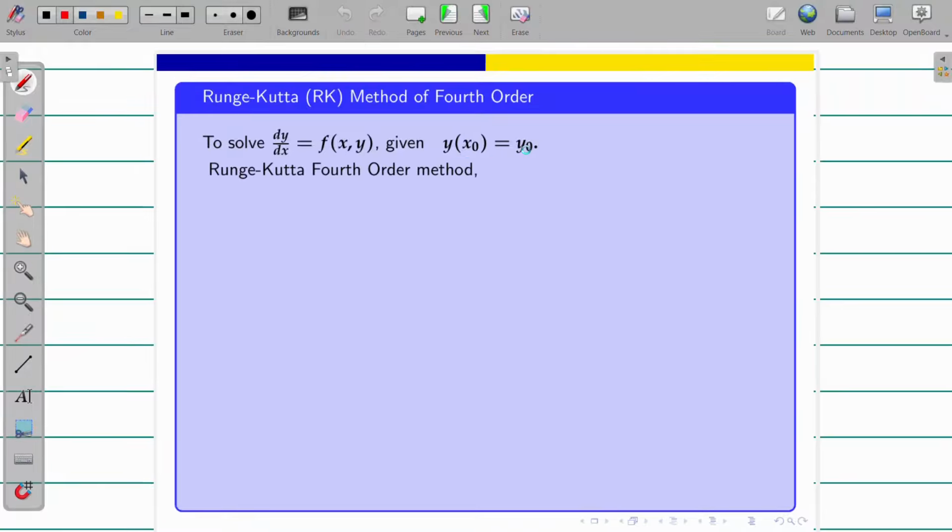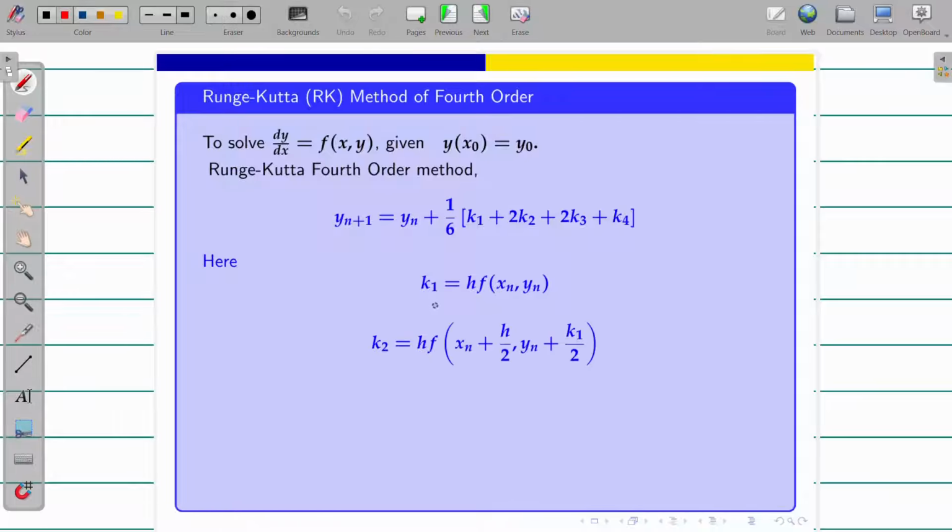Then the RK fourth order formula is y n plus 1 equals y n plus 1 by 6 into k1 plus 2k2 plus 2k3 plus k4. Here k1 represents h into f of xn comma yn. K2 represents h into f, and h is in multiplication everywhere.